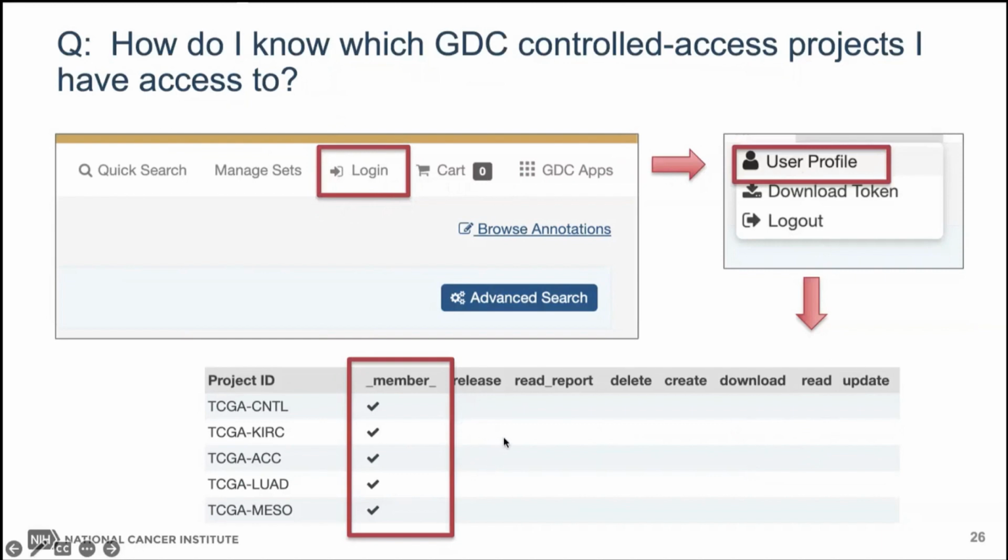What you are interested in, and what most people will experience, is the member column. Whichever projects you have a check mark in the member column, those are the ones you have download access to for controlled access data. And one correction: when I say that your name pops up, it's actually your eRA Commons ID. I know that usually corresponds with names, but I just want to make a correction there.